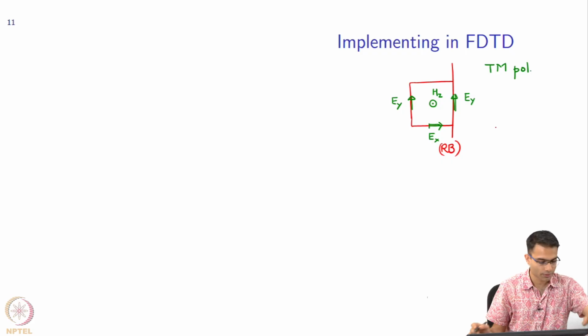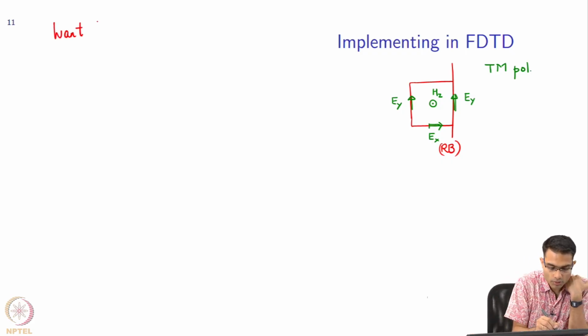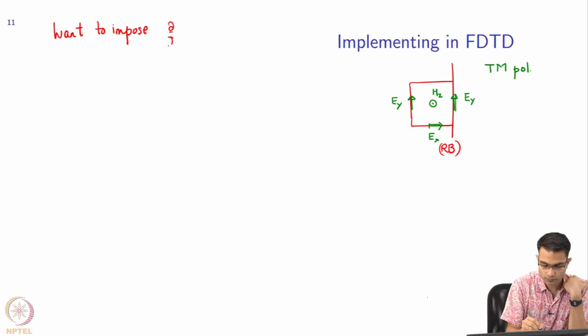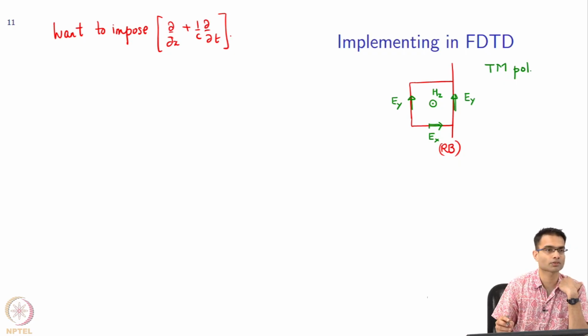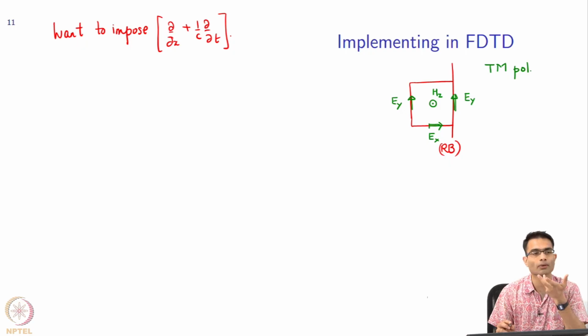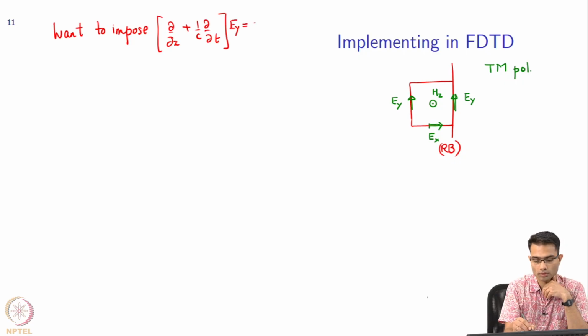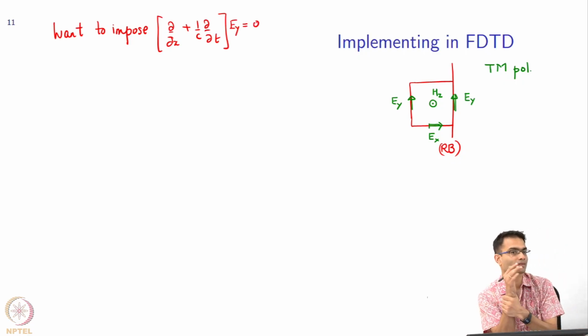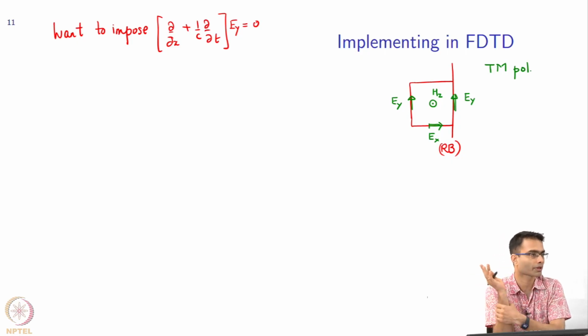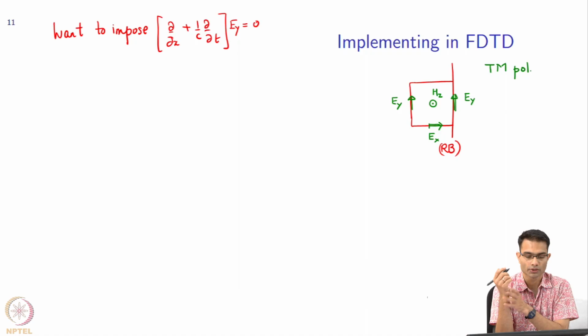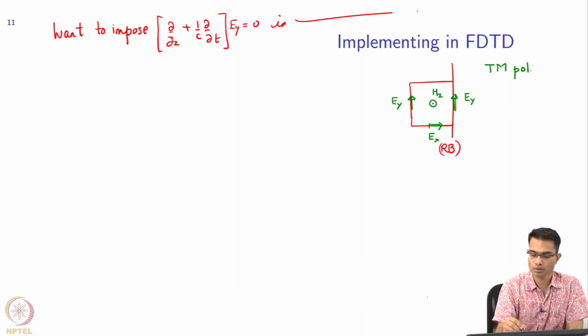And what I want to do is impose... which component of electric field should this be applied to in the ideal case? Which is the field on the boundary? Ey, right? Ey is the variable that is lying on the boundary, so I have to impose the boundary condition on Ey. Okay. So, we want to impose this in FDTD.